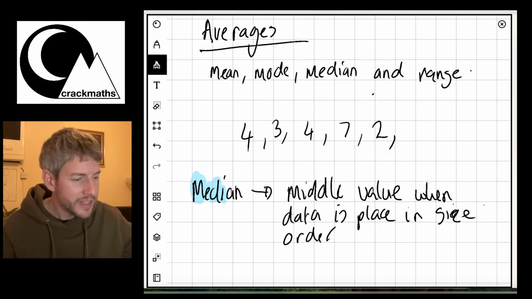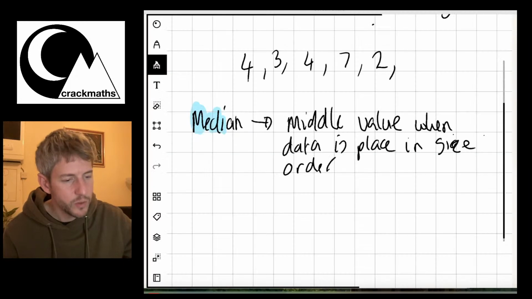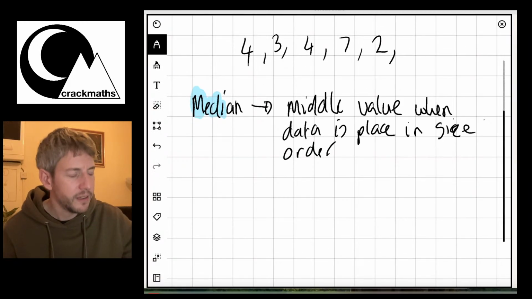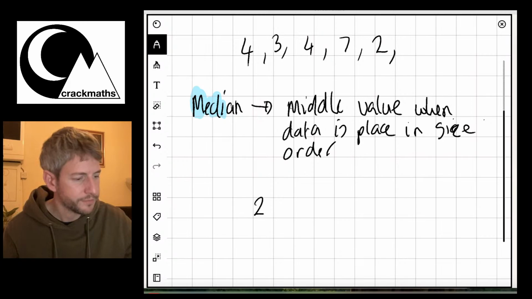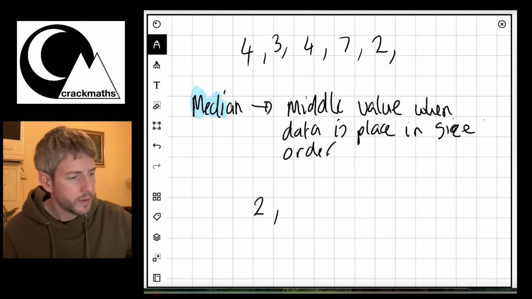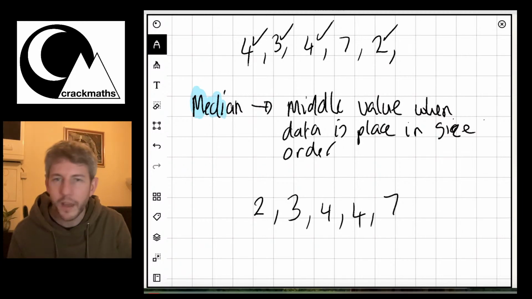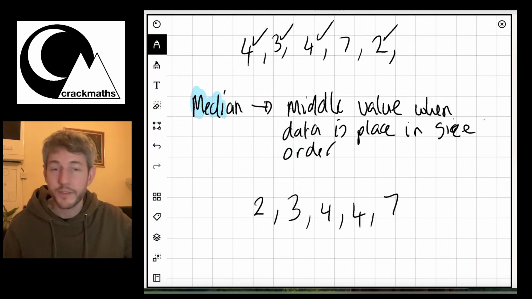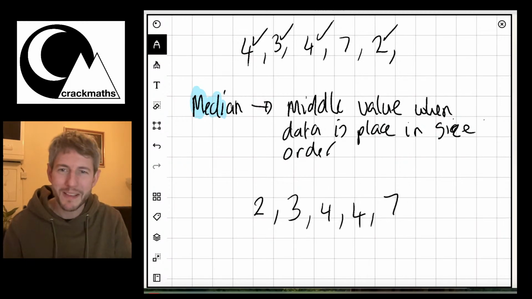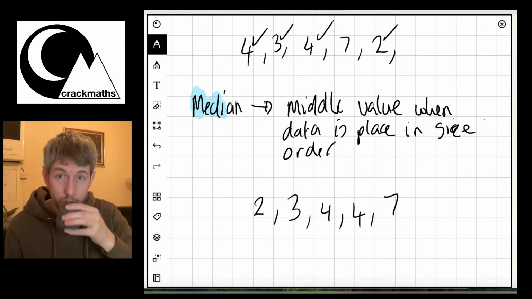So let's first of all place the data in size order. From here, I've got 2, I'll just tick it off when I've done it. 2, 3, 4, 7. Here we go. We've got 7 pieces of data here. No, we don't. We've got 5 pieces of data here, and we've put them in size order.